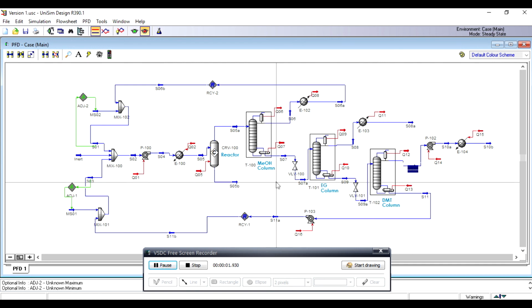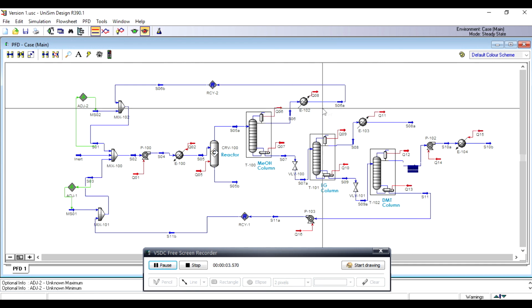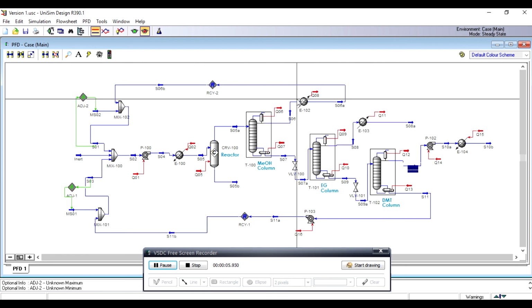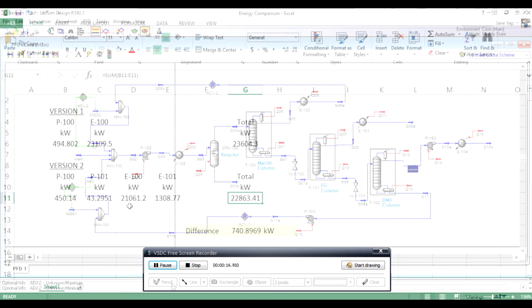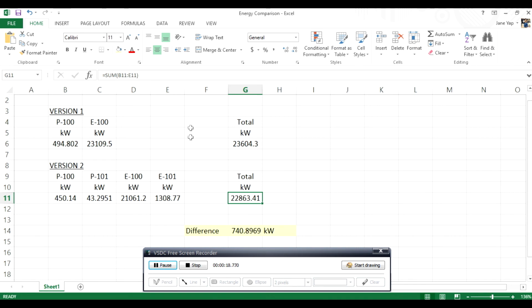So in conclusion, for the first version, it can recycle more unreacted methanol and obtain a purer DMT, but a less pure EG than the second version. It also requires more energy demand to complete the process overall as well.